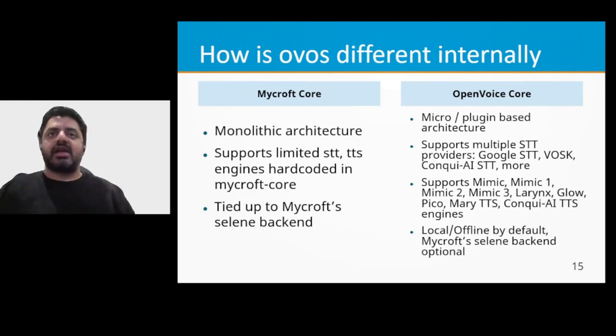OVOS Core, on the other hand, is based off a microservice plugin-based architecture. At OpenVoiceOS, all our speech-to-text engines and text-to-speech engines live outside of the Core API. This allows us to be fully pluggable into any speech-to-text and text-to-speech engines available out there.